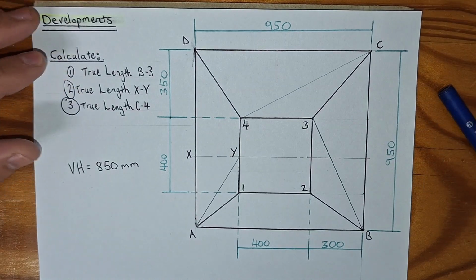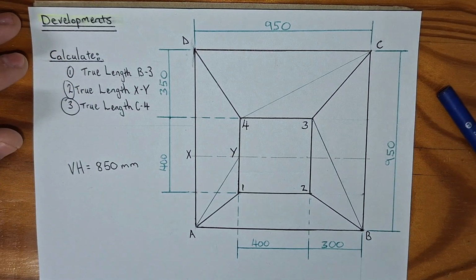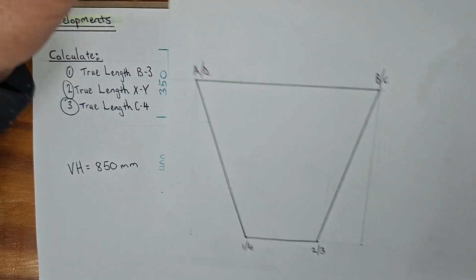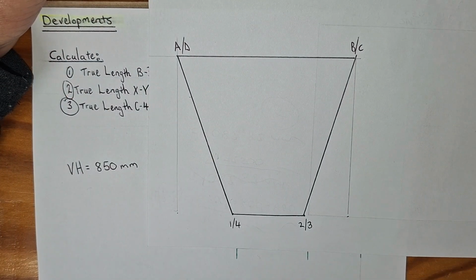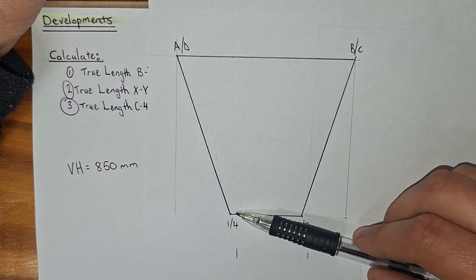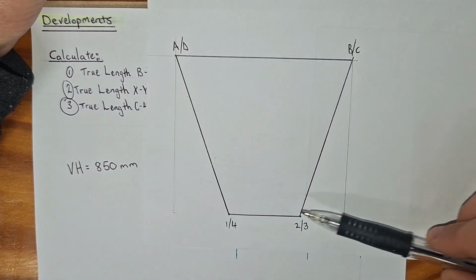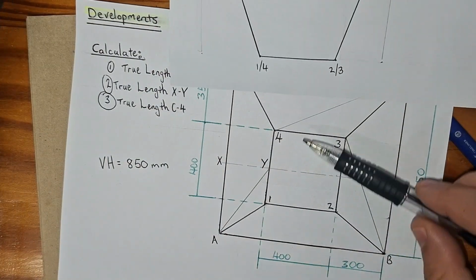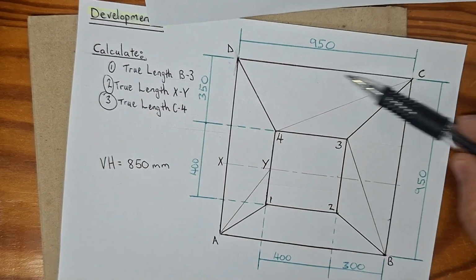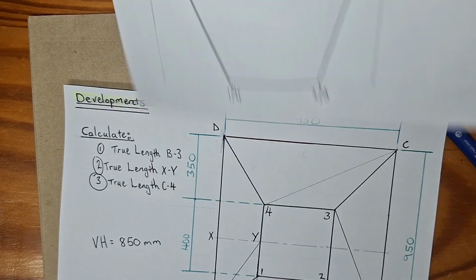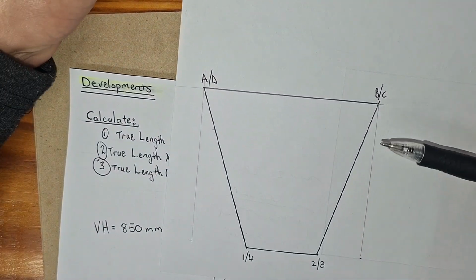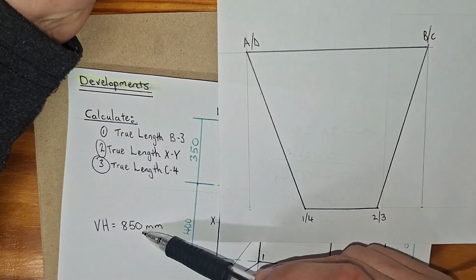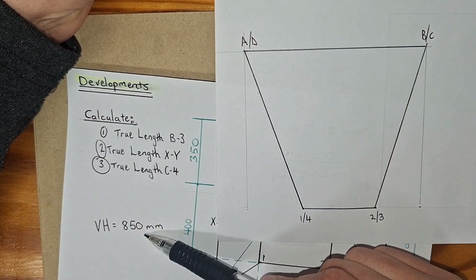If we draw for ourselves a front view of the hopper, it would look something like this, where, as I mentioned previously, the bottom surface is the smaller square, which is this one here, and the top surface is the bigger square, which is over here at the top. And also what is given is the vertical height, which is 850 millimeters.